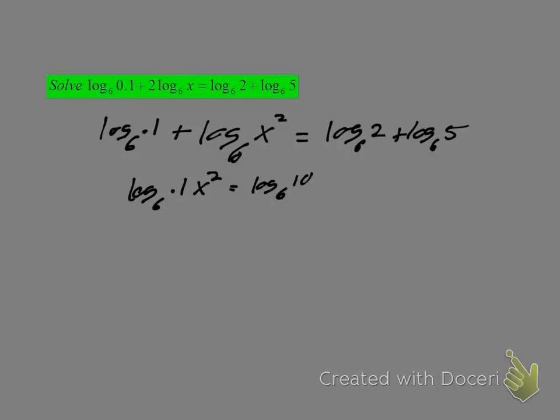Now that you got down to logs on both sides, now you can what? Drop them. Get 0.1 x squared equals 10. Next step is divide by 0.1. So x squared equals 100. Right? Okay. Square root both sides. X equals plus or minus 10.